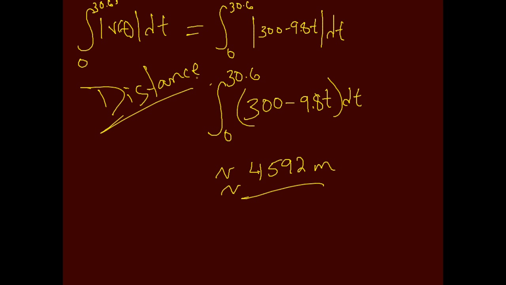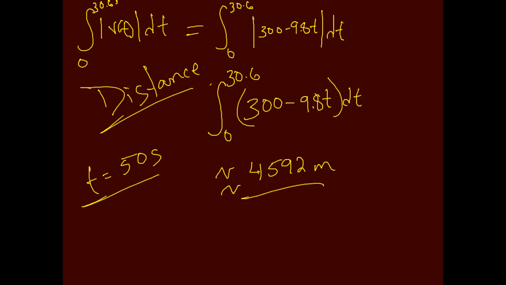Now, where this would change is if I asked, what distance is traveled until time equals 50 seconds? And so then you would have to use the absolute value, and you'd have to break this integral up into two integrals, from 0 to 30.6 and from 30.6 to 50 to find the distance traveled.